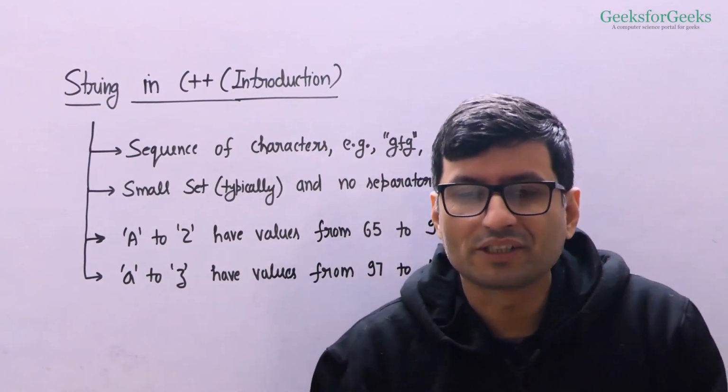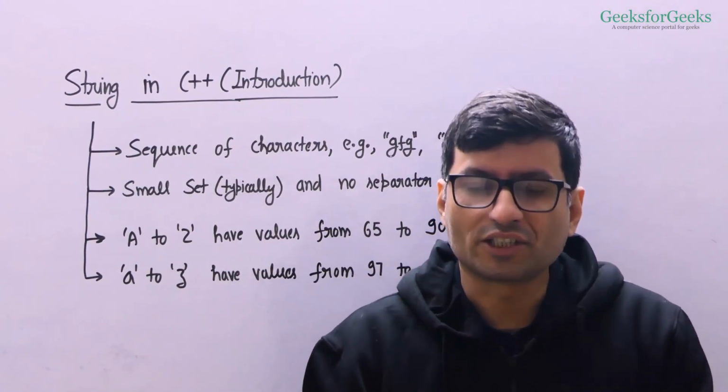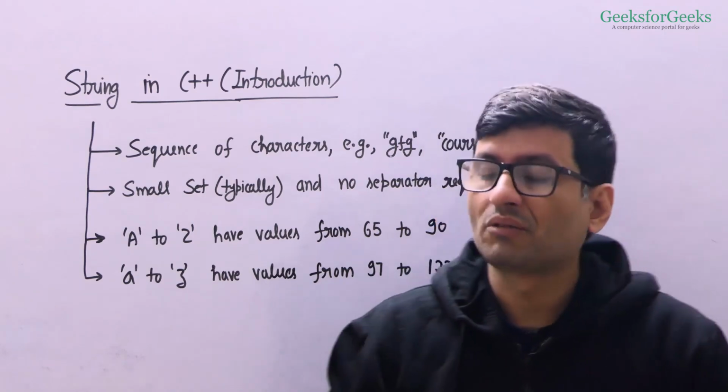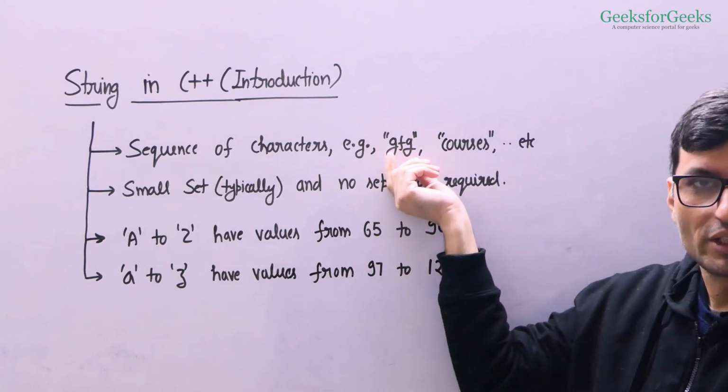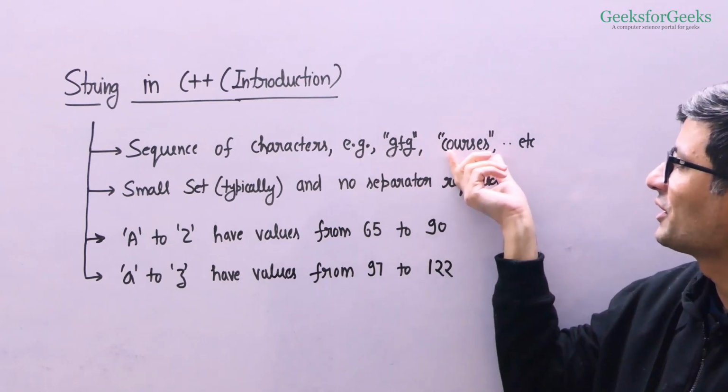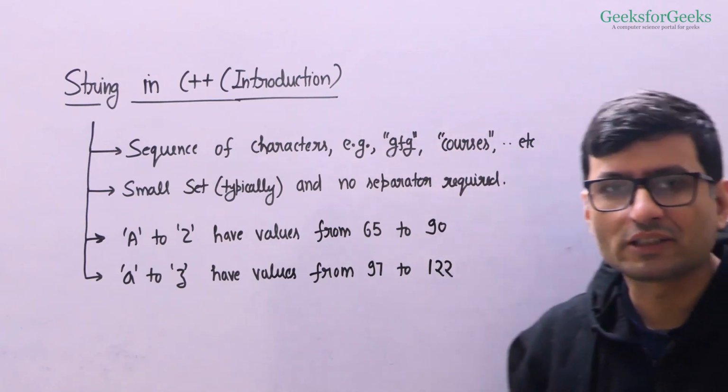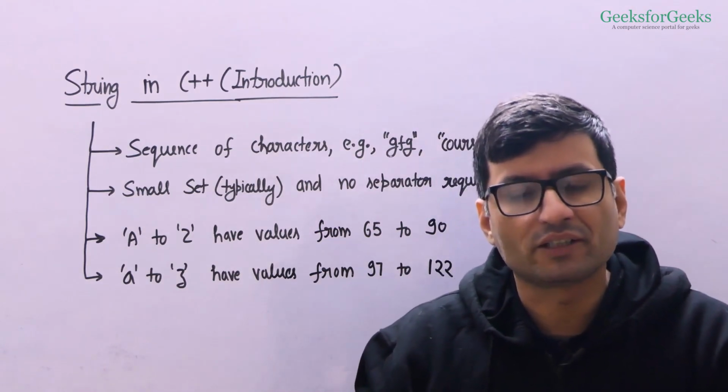Let us talk about strings in C++. A string is a sequence of characters. For example, GFG is a string. We have 3 characters in this sequence. Courses is a string, right? We have a sequence of characters. Any sequence of characters that you write, it is a string.